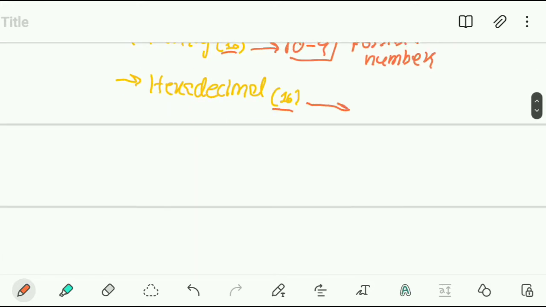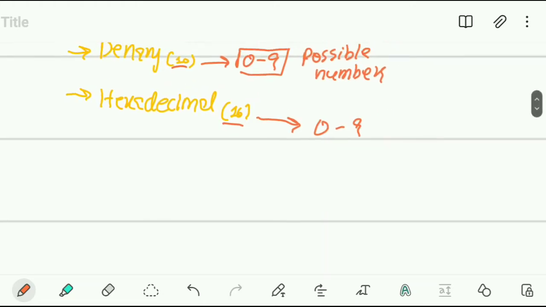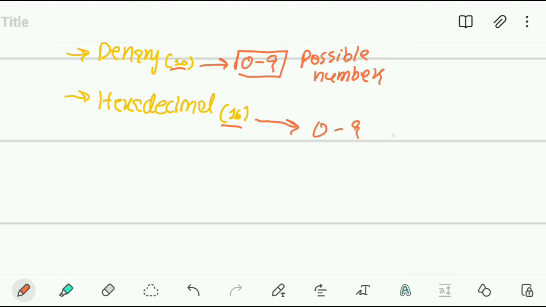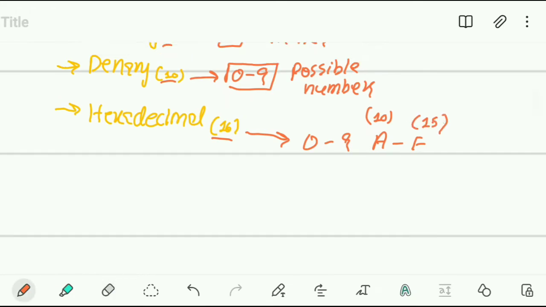And in hexadecimal, it's starting from 0 to 9. And then after 9, 10 will be converted to a character, which is A. So it's going to be A to F, which means 10 to A, B, C, D, E, F. Actually, it is not 16, it is 15. A, B, C... Okay, it is 15, not 16. This is 15, A to F.